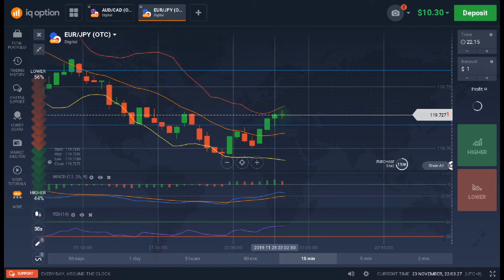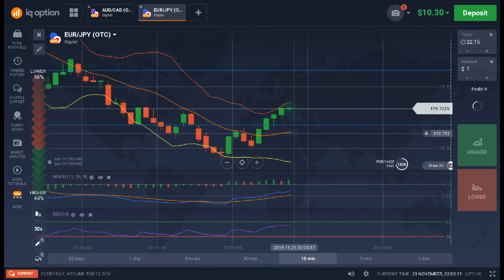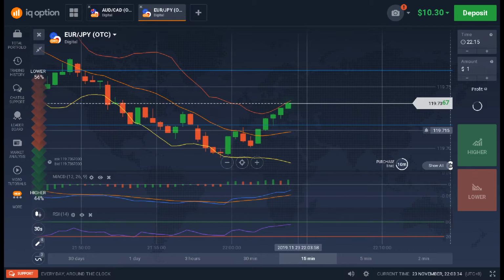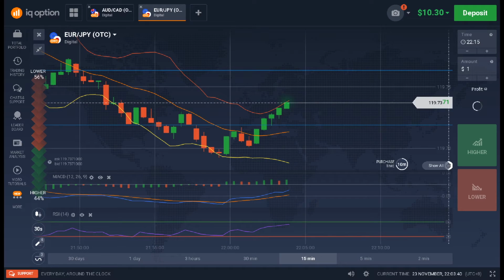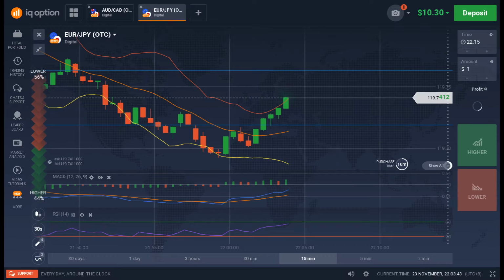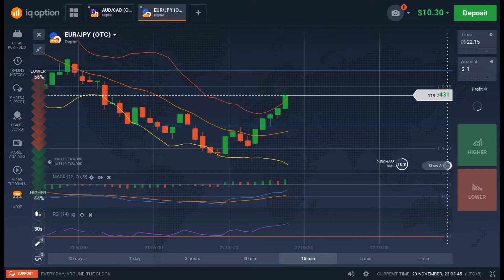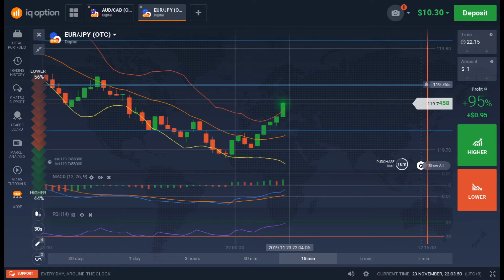We're now moving above the MA20 line, and we're using the 15-minute chart. Okay. Let's check out. Let me know if this is the first time you've seen this. So the next possible resistance that we're seeing is right over here.